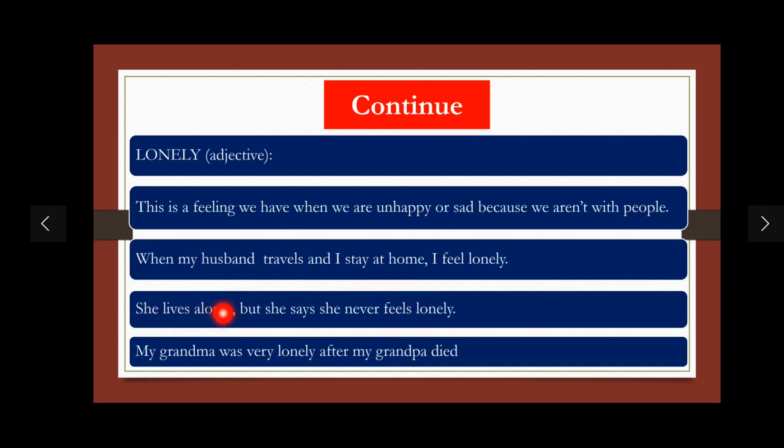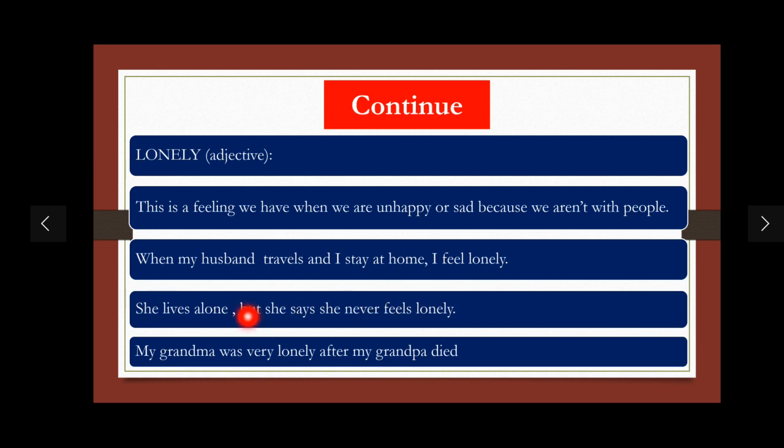She lives alone, but she says she never feels lonely. So alone doesn't mean that you are sad or you are unhappy. That's why she lives alone and she says she never feels lonely. Some people feel happy when they are alone, while some people do not feel happy. But you can be happy even when you are alone, because alone doesn't mean that you are sad or you are unhappy.